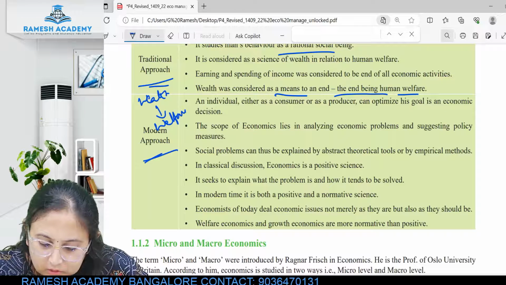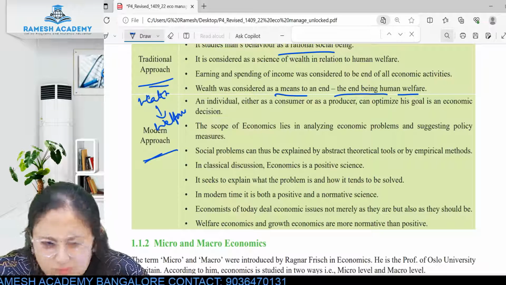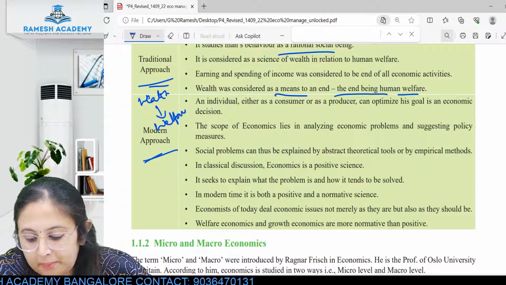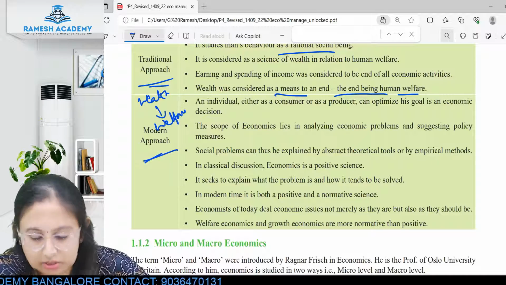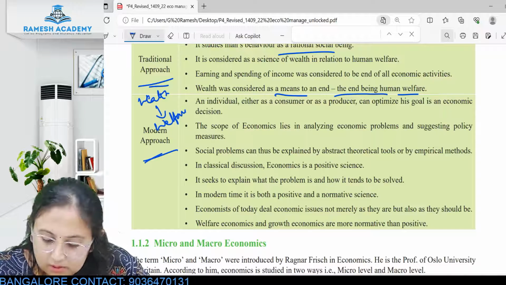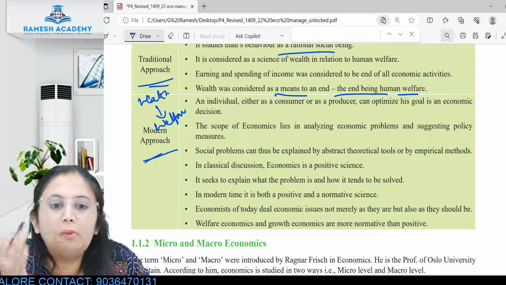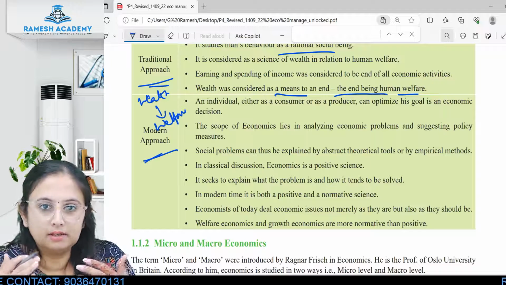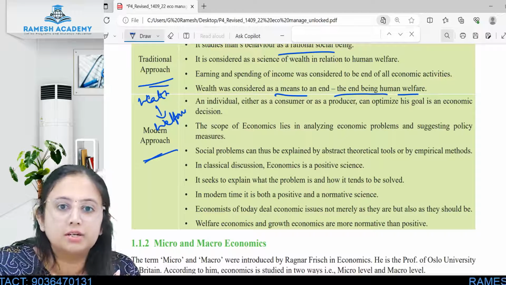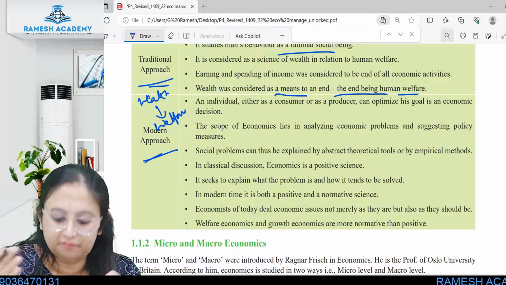So the scope of an individual, either as a consumer or as a producer, is that he can optimize his goal in an economic decision. That means whatever you want to achieve, you can optimize. Optimizing is reducing the wastage and trying to achieve more and more efficiency.